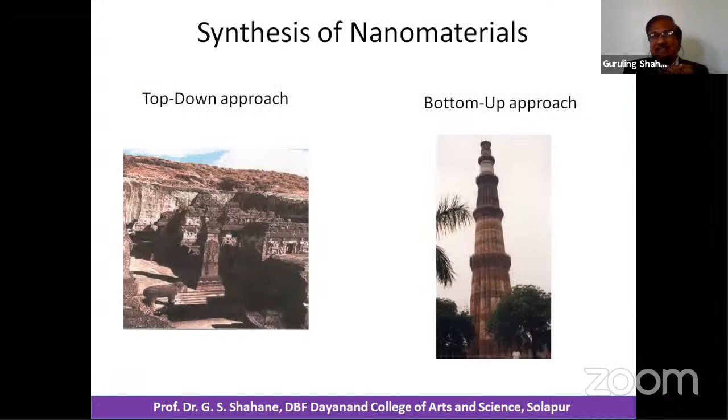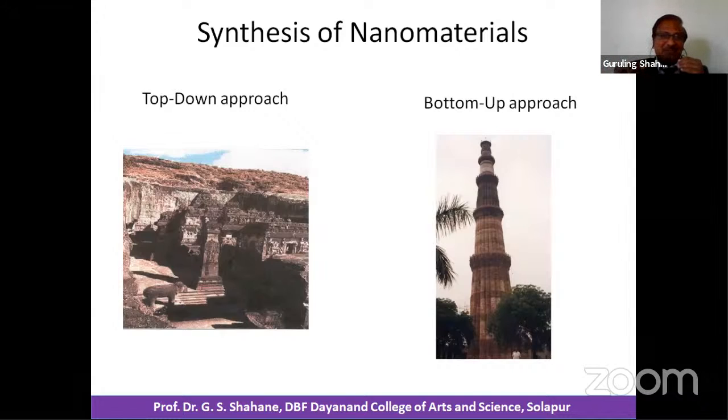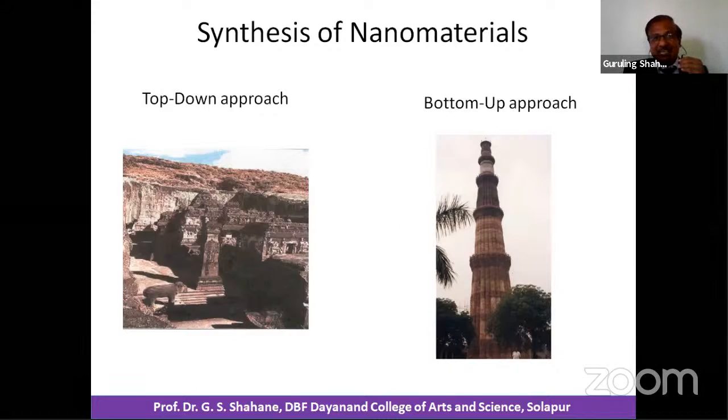Now, this is again an introductory part for PG students. It's not new. So for synthesis of nanomaterials, there are two approaches: top-down approach and bottom-up approach.